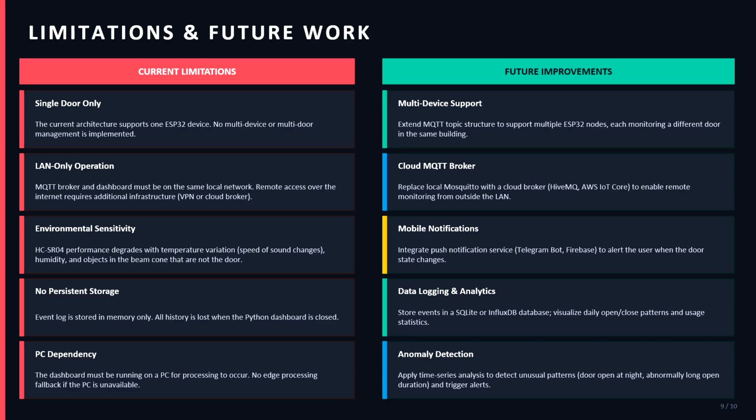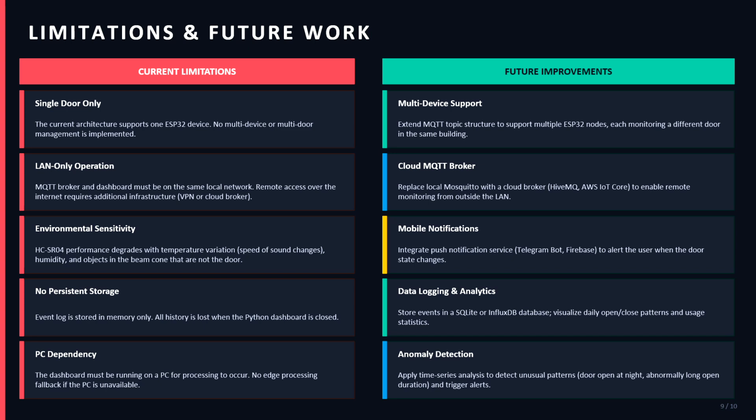Limitations and future work we will talk about on this slide. For now, our limitation is that it works with one door, nothing more. We can only operate in local networks. We are very sensitive to environmental conditions because we have no isolator around the sensor. No persistent storage. We do not store anything on the PC as an Excel file or Word file, whatever you can imagine. We do not record it.